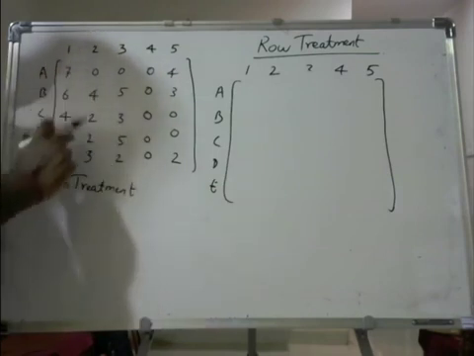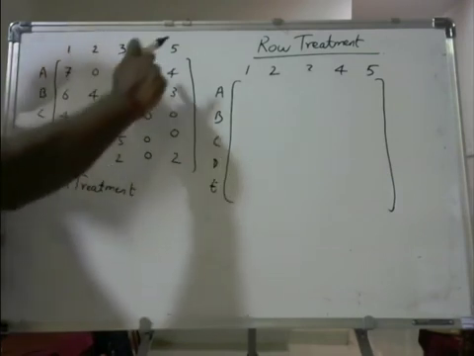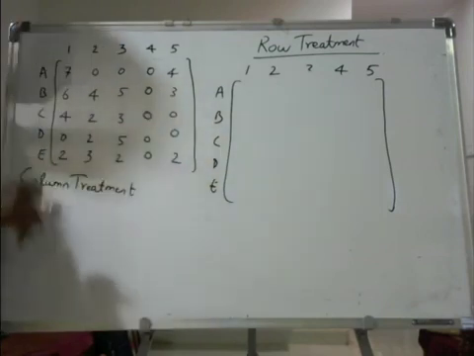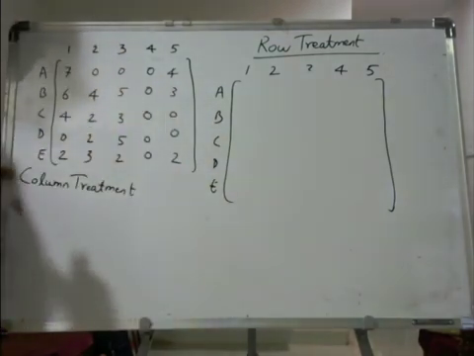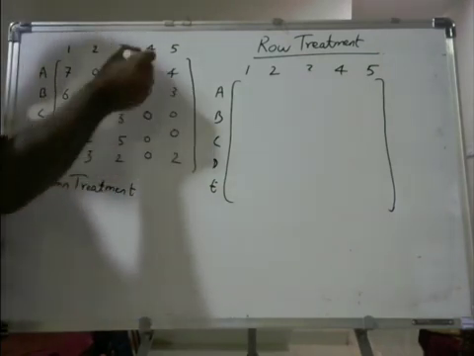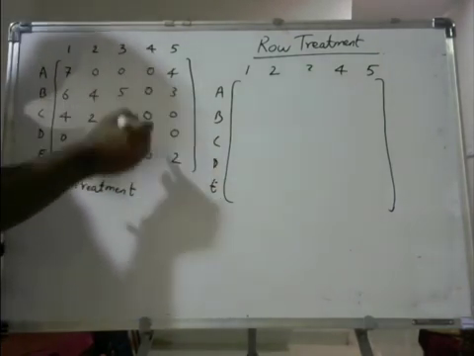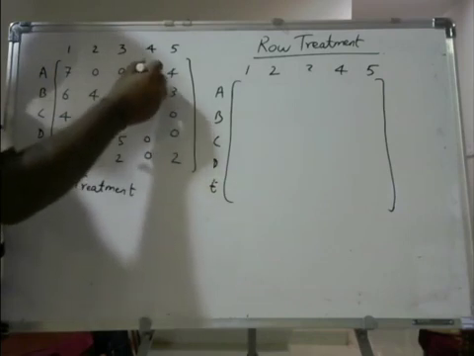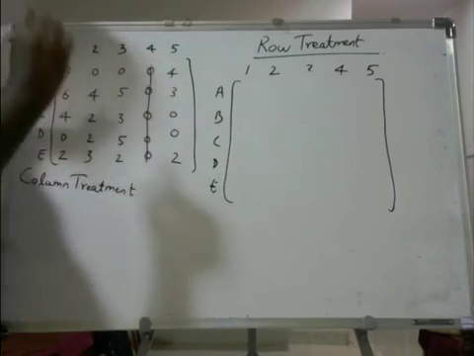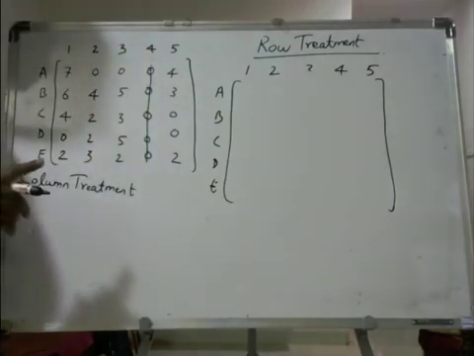Now here you have 1 1 1, here you have 5 zeros, and here it has 2 zeros. Any row or column which has the maximum number of zeros, you need to strike that first. So here in this row column, it has got 5 zeros. So I will draw a line here. So first line I have drawn.